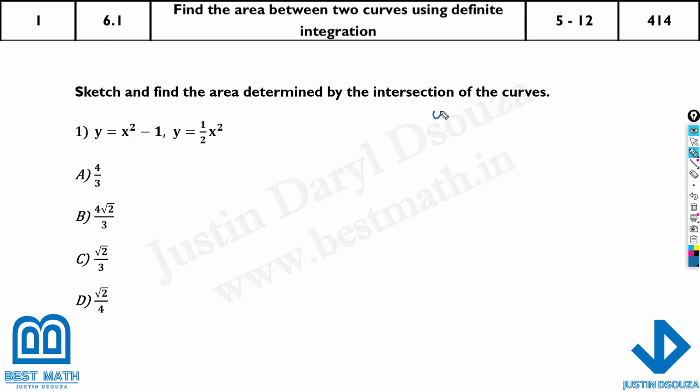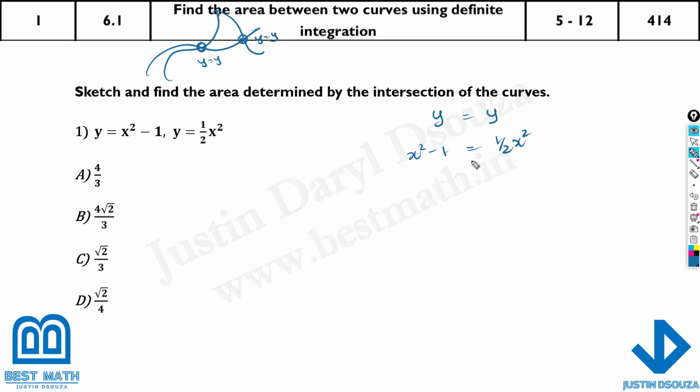All you need to know is intersection happens when both the equations are equated to each other. So imagine this is one graph and one more graph like this, and it's coming down. So when they intersect, both the equations are equal. So here it's y is equal to y. Now in order to find the intersecting points, just make them equal. So here this is going to be x squared minus 1 equals half x squared.